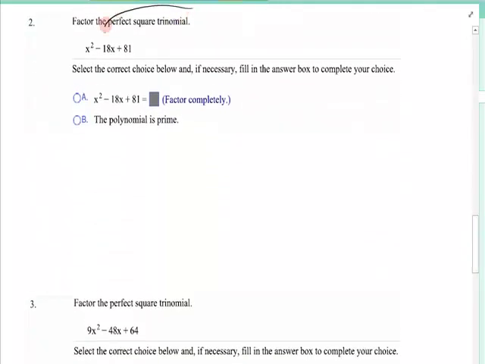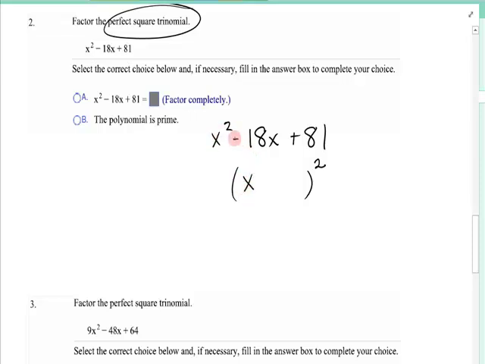Next, factor the perfect square trinomial. Okay, x squared minus 18x plus 81. Because it said it was a perfect square trinomial, I know it is something squared. The square root of x squared is x. Sign from the middle. The square root of 81 is 9. And I'm done. You could check it.